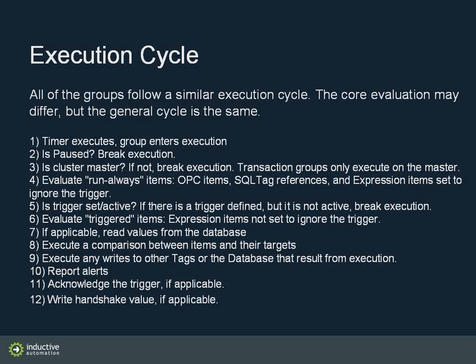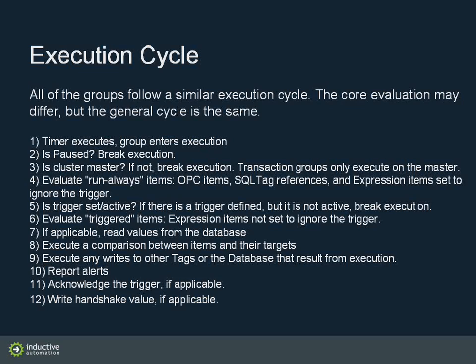But after that, it'll evaluate all of the run always items, OPC items, SQL tag references, and expression items that are set to ignore the trigger. So once that group enters execution, it's going to evaluate all the items. Those are going to be all of the inputs to that group, and they can also possibly be outputs. It's then going to check and see if that trigger is set or active. If there's no trigger defined, it's going to continue on. But if there is a trigger, it's going to wait for that trigger to be active. If there's a trigger defined and it's not active, of course, the execution will then break.